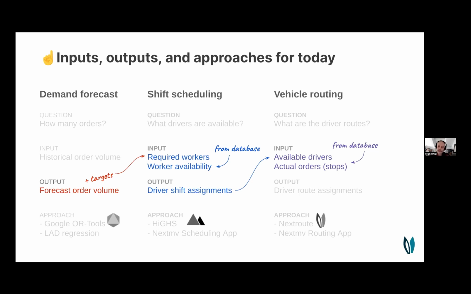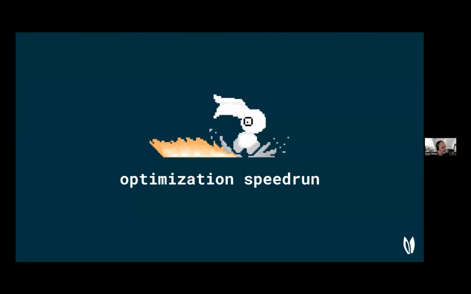That's also a tactical model, which you might do, say, days or weeks in advance. And from there, we're going to go into a more real-time model, which might be done in seconds or minutes or hours in advance, where we're going to take available drivers on the ground and actual demand in real time, and we're going to plan routes. So that's what we'll be doing in today's talk. So with all of that said, let's go into our speed run.